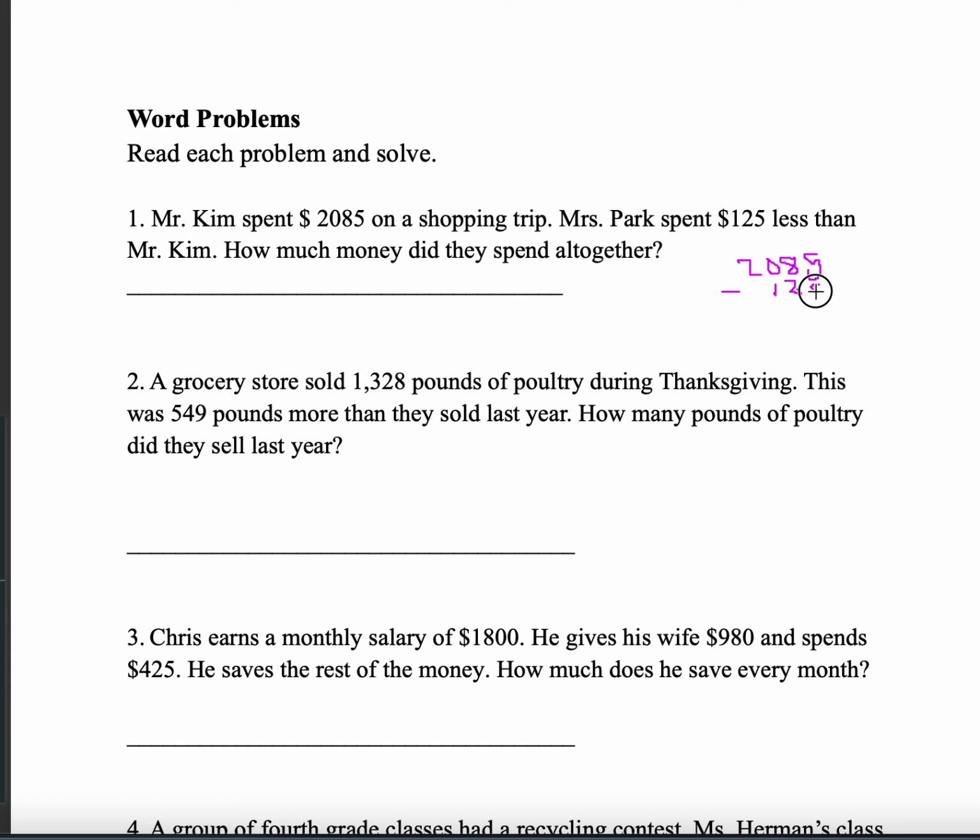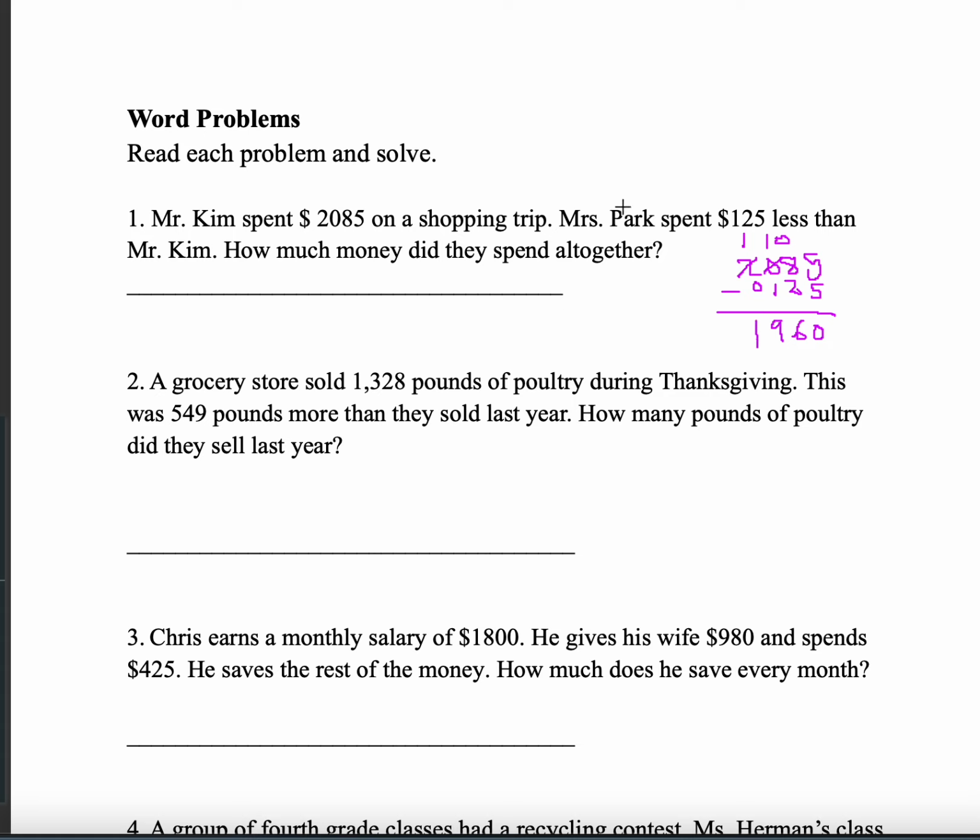So we have to subtract to find out how much in total she spent, because it said less than, which is subtraction. So 5 minus 5 is 0. 8 minus 2 is 6. 0 minus 1. So we're going to cross this out and make this a 10. And because we did that there, we have to make this a 1. So 10 minus 1 is 9. And 1 minus, there's a 0 here. 1 minus 0 is 1.